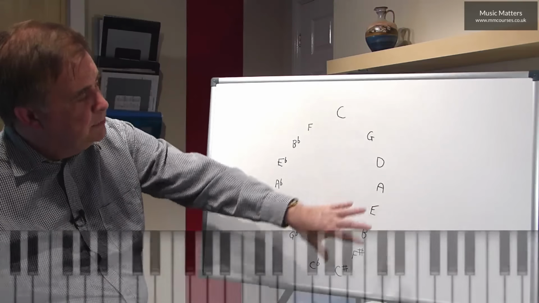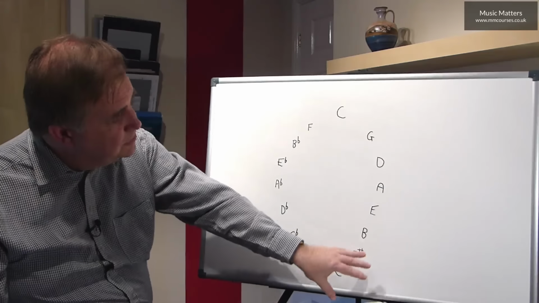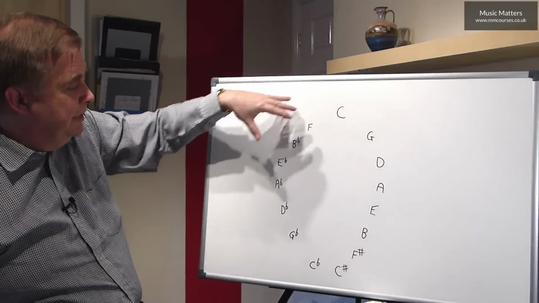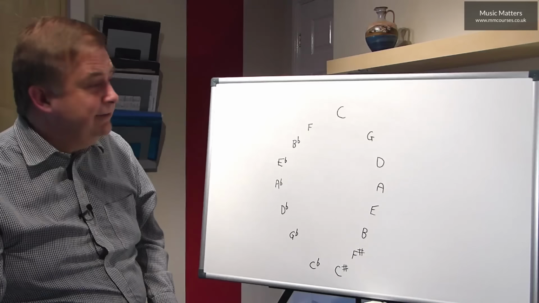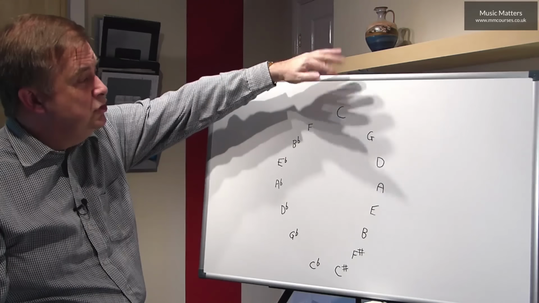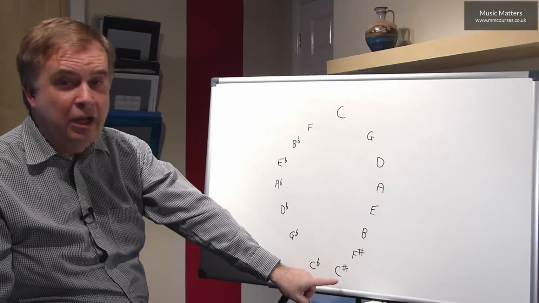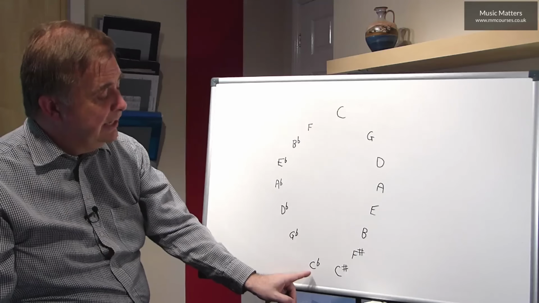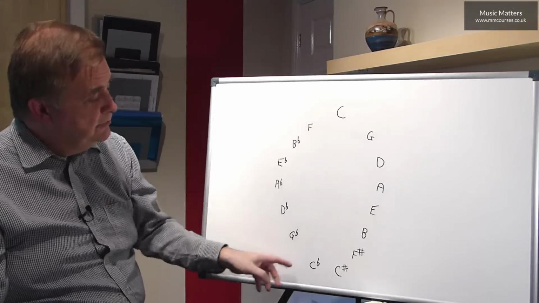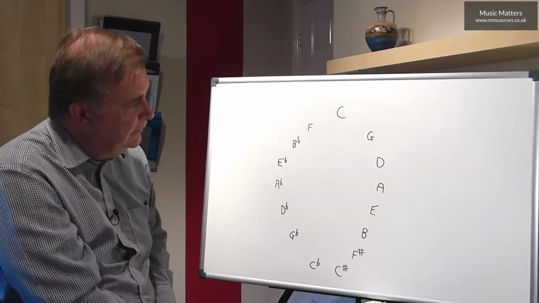And this gives me all of the major scales. All the major scales with sharps on the right hand side, all the major scales with flats on the left hand side. And you notice that we started with C at the top with no sharps, no flats, C sharp at the bottom where everything is sharp, 7 sharps, and C flat at the bottom here where everything is flat, 7 flats. So that gives me all of the major keys.